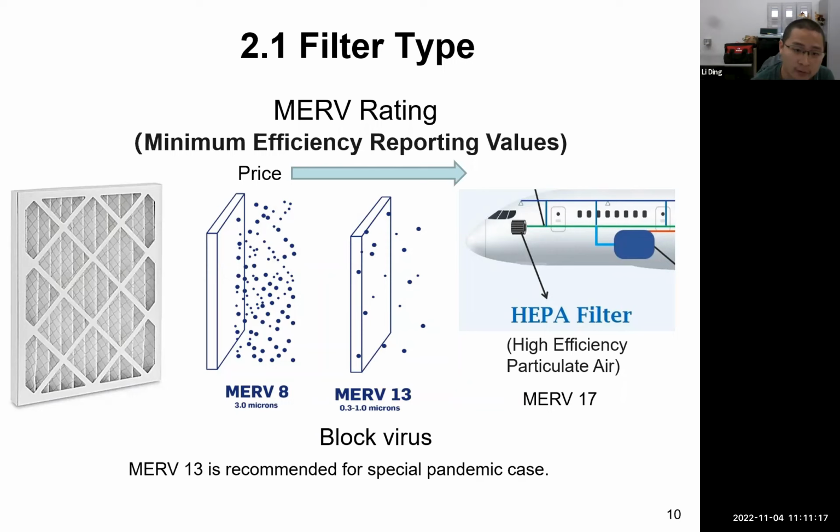And how to select the filter? There are different filter types, and we select according to the MERV ranking. A higher ranking number means higher efficiency, and the price will also increase. Normally we use MERV 8, but for the special pandemic case, we need to choose 13 because it can block virus. And if you travel by flight, you can see the HEPA filters. This is ranking 17. These are different filter types.